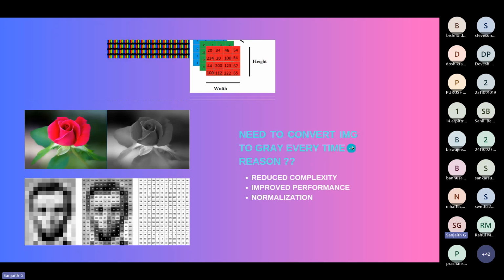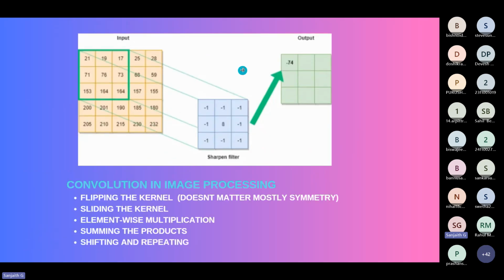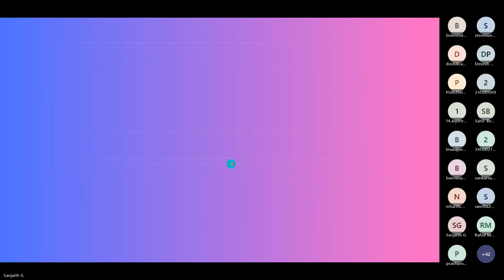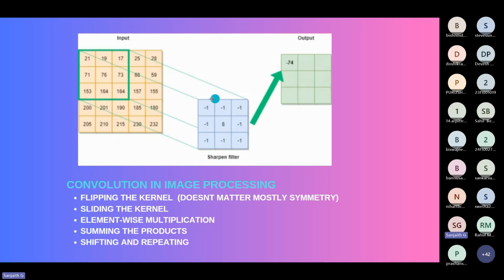Now we'll see convolution in images. To see how convolution works for images, we'll have a kernel like this. The impulse response which we have seen here is called a kernel. Instead of a single dimensional impulse response as in signal processing, we'll also have a 2D kernel, a kind of kernel like this.